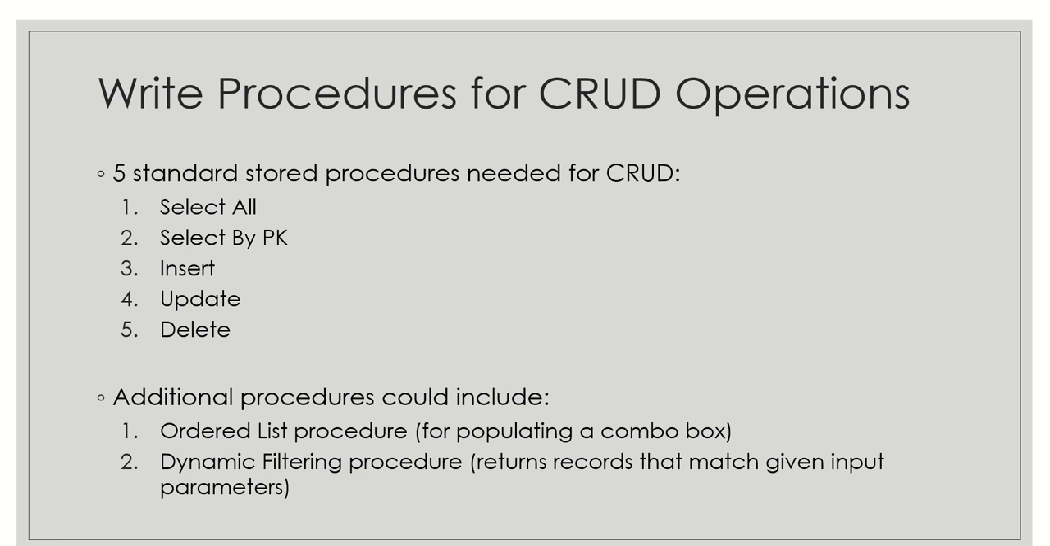I'm not going to demonstrate them all because this is a topic that we've already covered before, but I'll do a few of them that we need for this demonstration. Once we've got a set of standard stored procedures around each table that we're interacting with, we also might want to consider writing some additional procedures. So some of them that we're going to look at are, the first one is writing an ordered list procedure. And we can use this for populating a combo box. And then the second one that we're going to look at is writing a dynamic filtering procedure. So it's a stored procedure that will return records that match given input parameters. But we're going to start with the standard stored procedures.